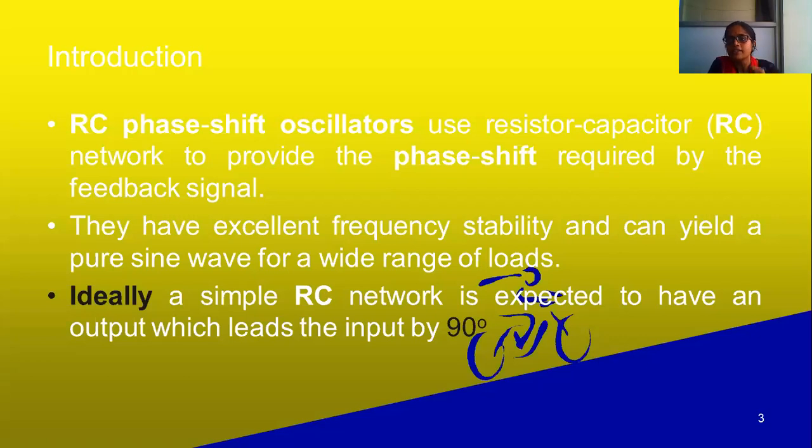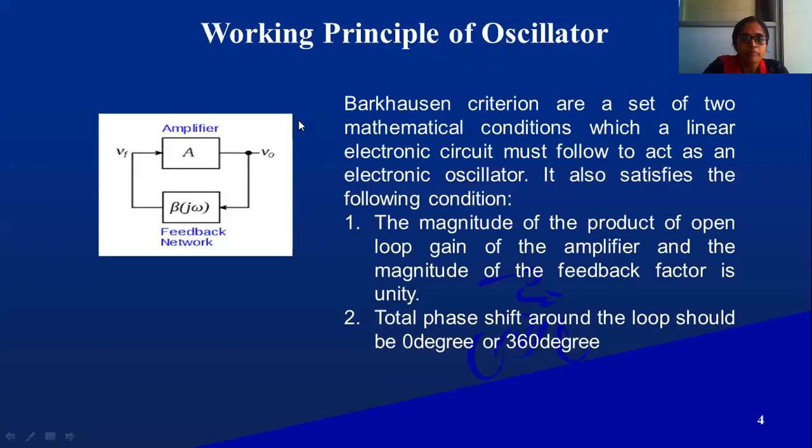Ideally, one simple RC network produces a phase shift of 90 degrees, and practically we can design for our desired frequency or our designed phase shift. In this RC phase shift oscillator, we are designing each RC network for 60 degrees. Therefore, to yield 180 degree phase shift, we need to use 3 such RC networks.